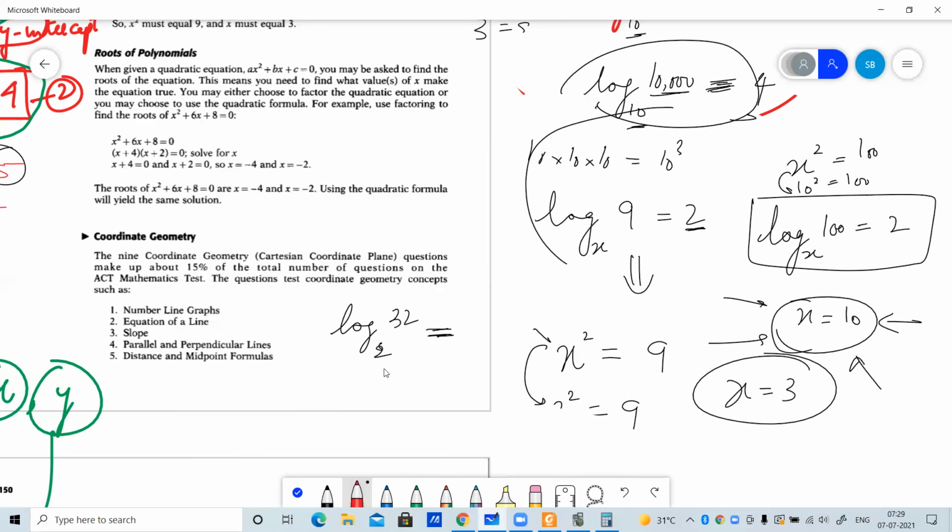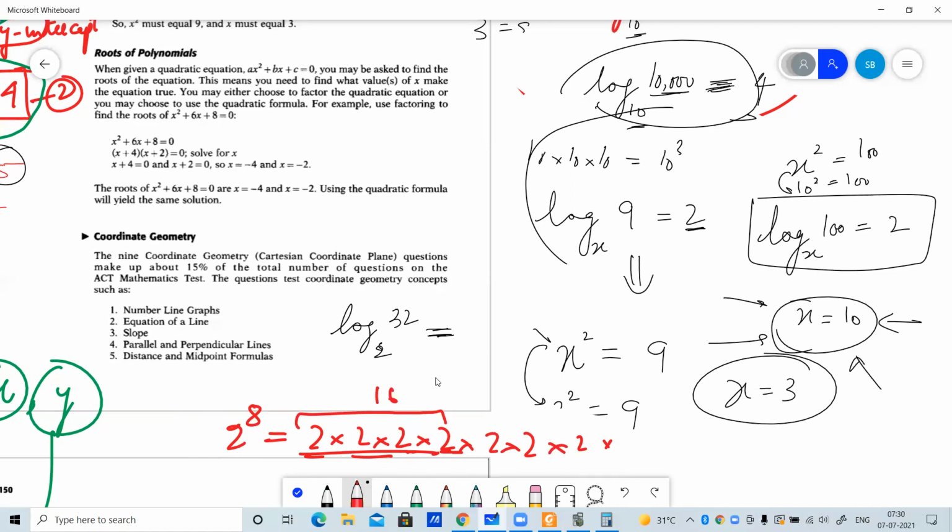How much is log of 32 to the base 2? It's 8. 2 to the 8th power? Are you sure? Or is it 4? 2 times 2 is 4, 4 times 2 is 8, 8 times 2 is 16. So 2 to the 4 is 16. 2 to the 5 is 32.